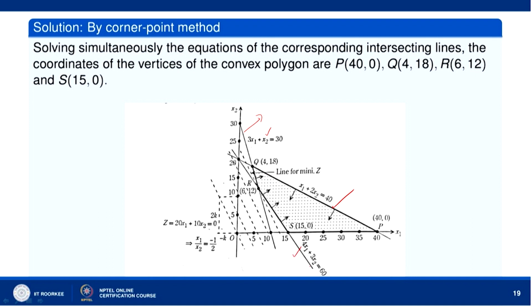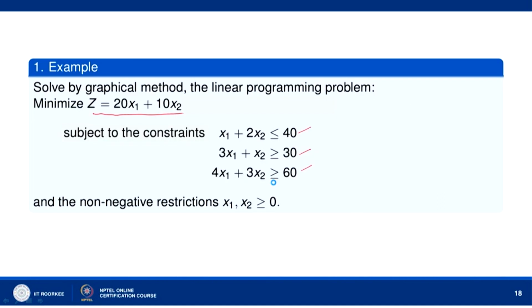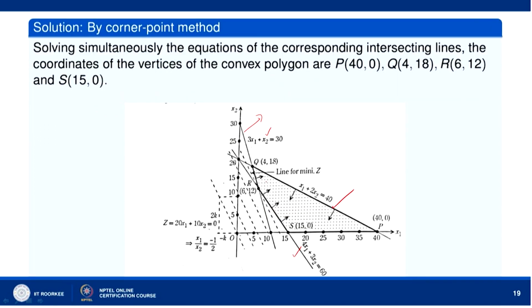And when you draw these three lines, the region which satisfies all the three inequalities, and also the non-negative restrictions x1, x2 greater than or equal to 0, is this region shown by dots. All those inequalities are satisfied in this region. So, every point x1, x2 in this dotted region satisfies those inequalities and the non-negative restrictions.